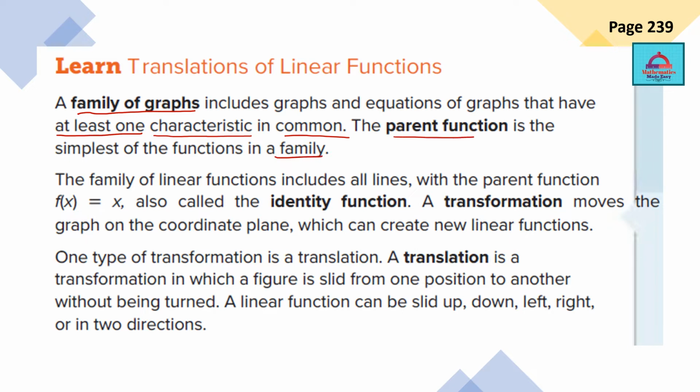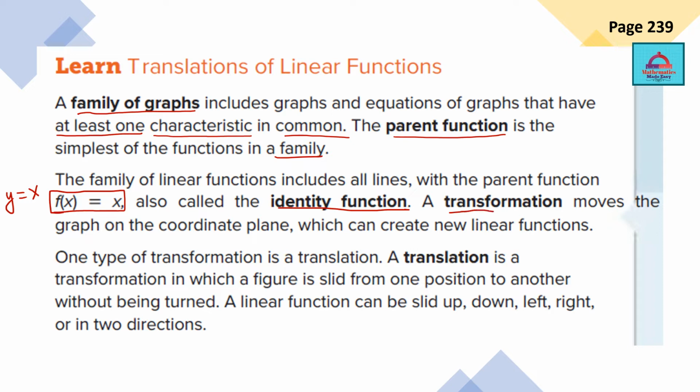So we start with the parent function, that's the original function given to you in the question, and from there you calculate the new function, or the transformed function. So the family of linear functions that includes all lines with the parent function f(x) equal to x. This is called the identity graph, y equal to x. Why is it called identity? Because whatever is the value of x, the same is the value of y. So all the points like (0, 0), (1, 1), (2, 2) are going to lie on this. We will shortly see the graph of this identity function also.